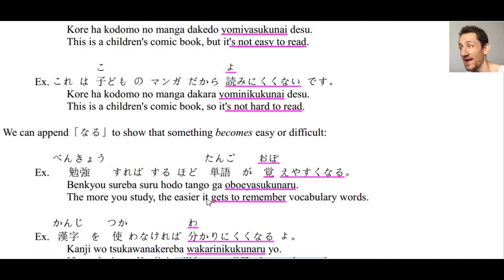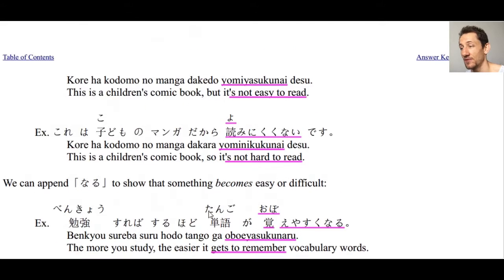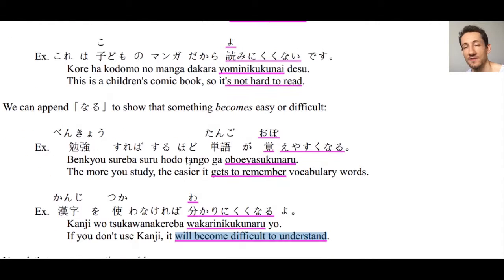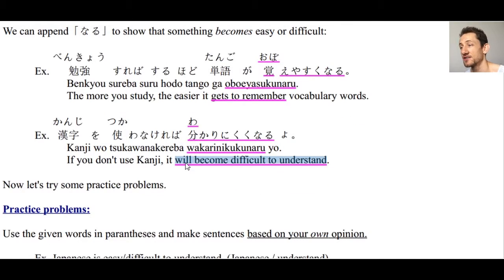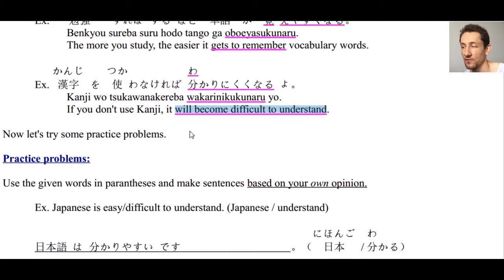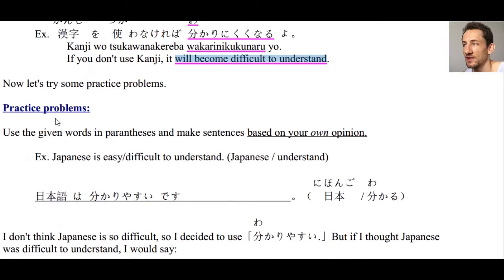Conjugating to the nai form, the past tense, the negative form, negative past tense form. So really keep this in mind. When you review this video, try and conjugate a sentence to the negative or whatever, and use something that's a little more challenging for you. But anyway, now we're going to look at the practice problem.